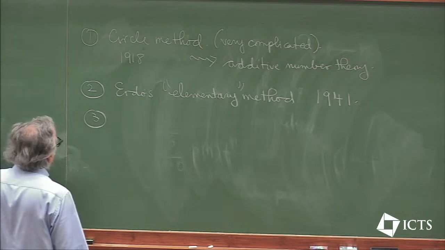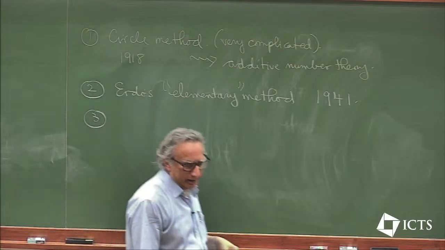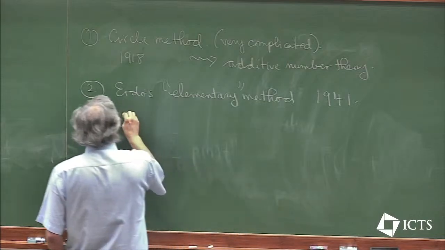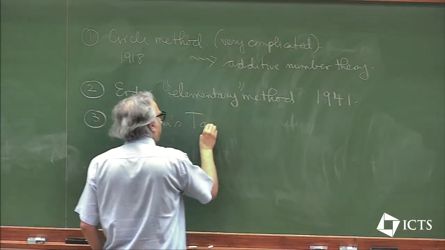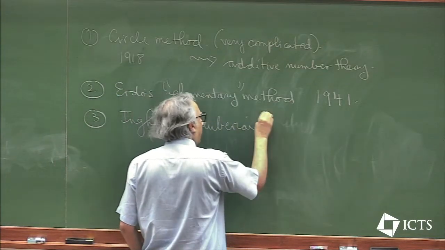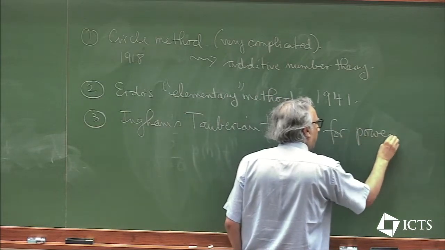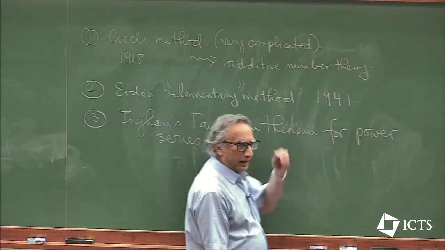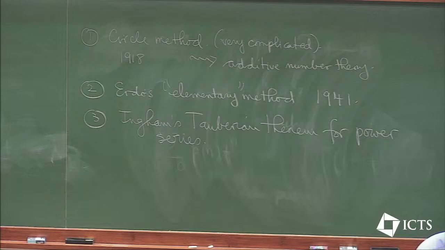And then the next method is Ingham, 1942 or thereabouts. Ingham came up with the Tauberian theorem. So you give me a power series, any power series, as long as I know its behavior in the neighborhood of 0 or something like that, I'll give you the asymptotic formula.